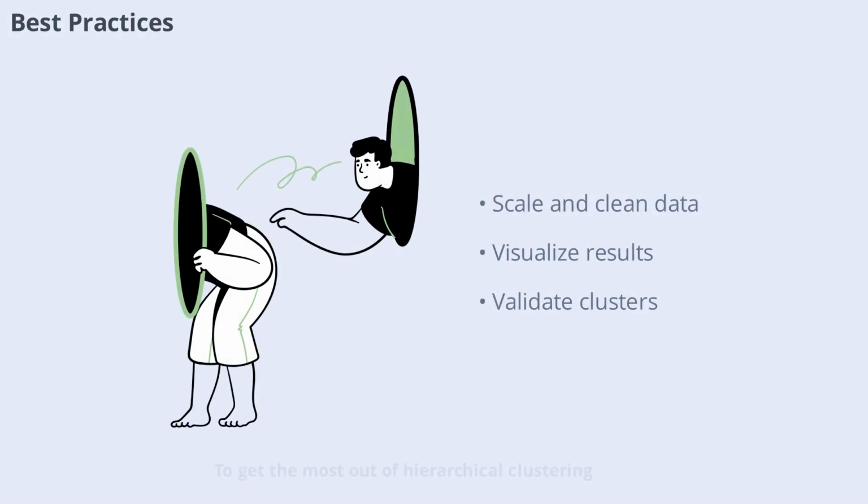To get the most out of hierarchical clustering, follow best practices like scaling your data, handling outliers, and experimenting with different parameters. Use visualizations to interpret your results and validate your clusters with appropriate metrics. Staying systematic and thorough ensures that your analysis is accurate and actionable.